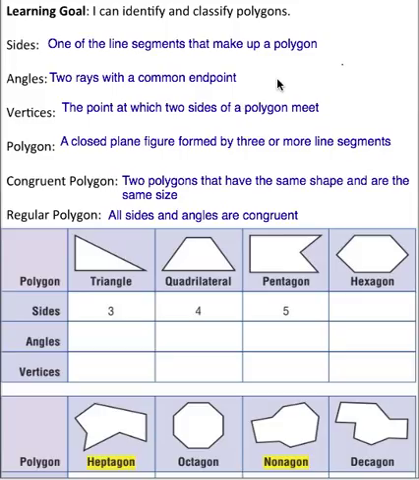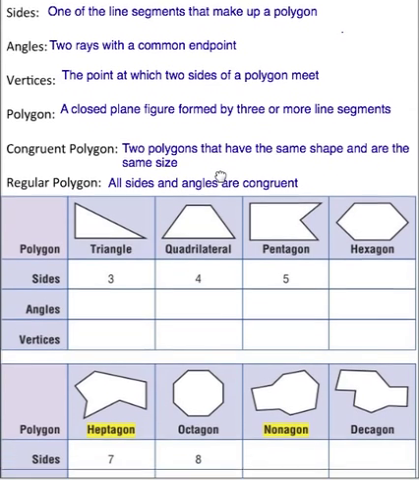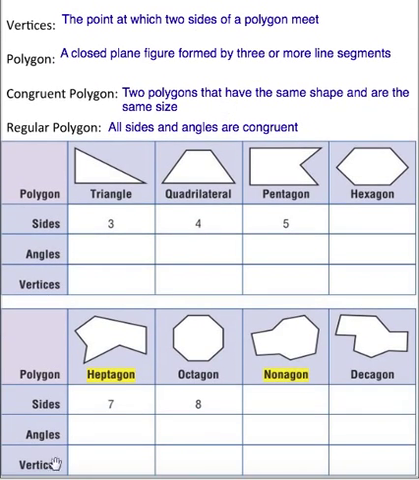If you need to rewind or pause the video, go ahead and write down those definitions before you move on. And what we're going to be doing is filling in our charts as we're looking at these different polygons. So we're going to be talking about some of the more common polygons, and we're going to be going through and filling out how many sides, angles, and vertices they have so that you'll be able to use this in the future.